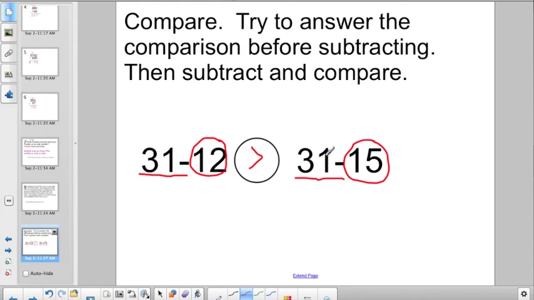If for whatever reason you don't believe me, you could set up 31 minus 12, and you should be able to find that answer would be 19. You could then go and take a look at 31 minus 15, and if you figured that out, your answer would be 16. Now does it make sense? 19 is greater than 16, right?